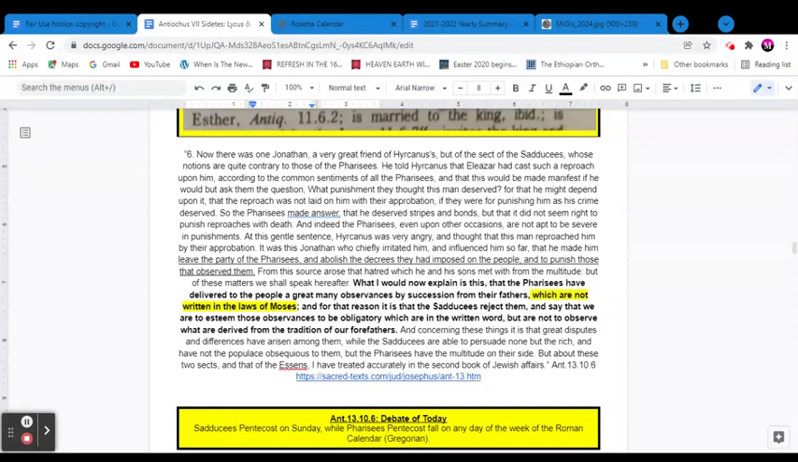From this source arose that hatred which he and his sons met with from the multitude. But of these matters we shall speak hereafter. So the people, the Israelites, got mad at Hyrcanus for leaving the sect of the Pharisees. But we'll keep reading. We're going to find out why.